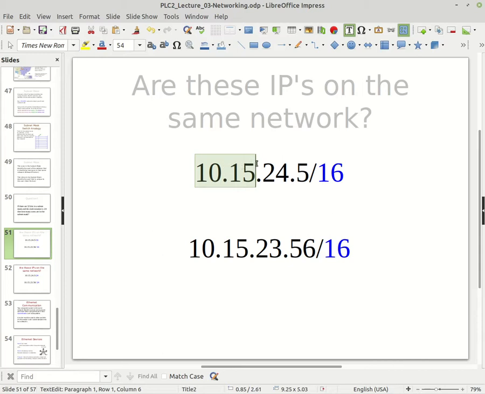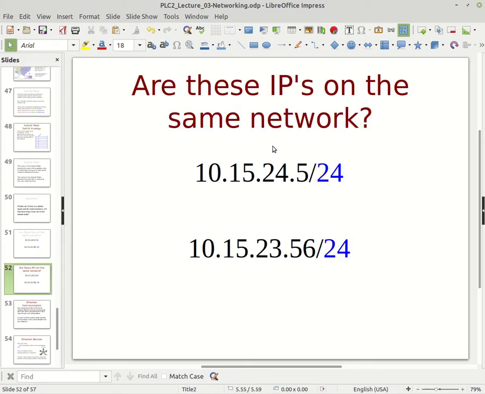Okay, not the subnet, but the network. So the network is 10.14. And this one here tells me that the network is 10.14. So when I look at that, I can see that these 2 computers are on the exact same network. These IP addresses are on the same exact network.